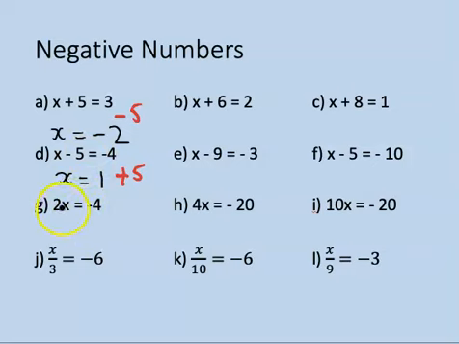2x is equal to minus 4. That means instead of timesing by 2, I divide by 2. But x this time is going to be minus 2. Finally, I've got x over 3 equals minus 6. Instead of dividing by 3, I times by 3. So x is therefore going to be minus 6 times 3, which is minus 18. So have a go at the rest of these ones by yourself and see if you get the right answers that match up.